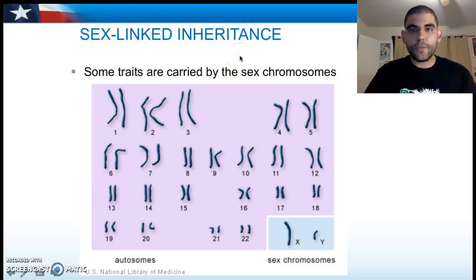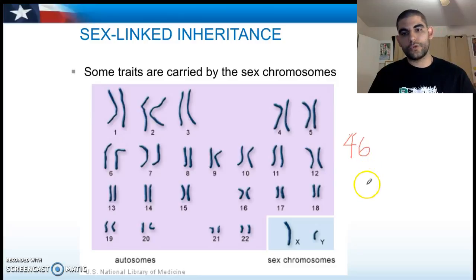Sex-linked inheritance. Just like we did in the warm-up, it is similar to this. These are going to be traits that are carried by the sex chromosomes. So if you remember well, we have here a karyotype, and in a karyotype, how many chromosomes should you have? Well, you should know that we should have a total of 46 chromosomes.